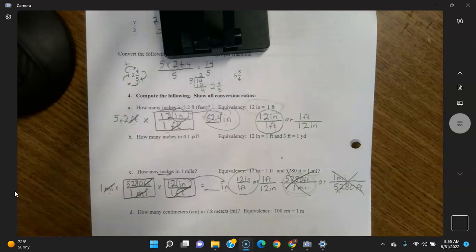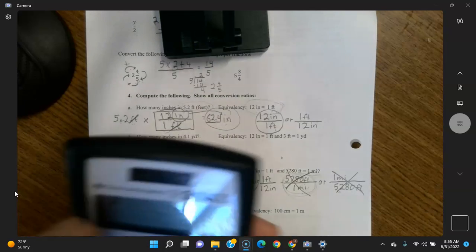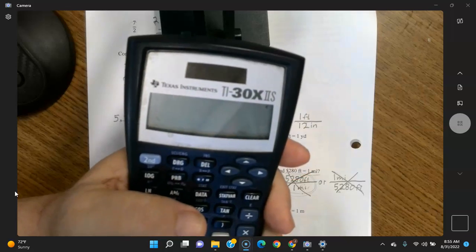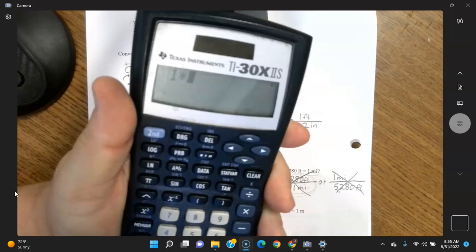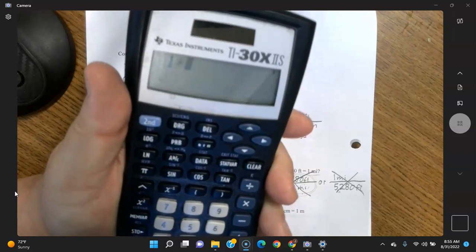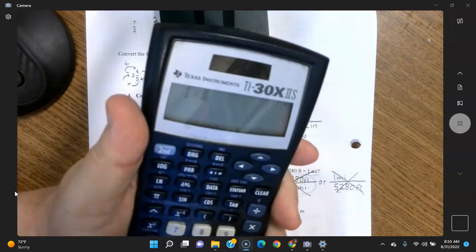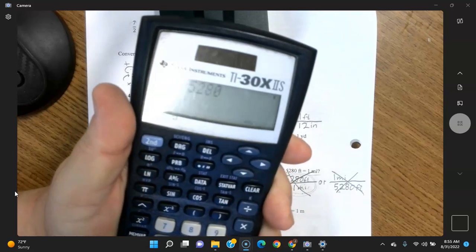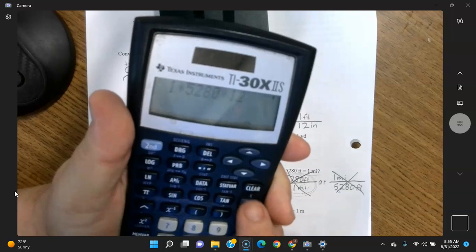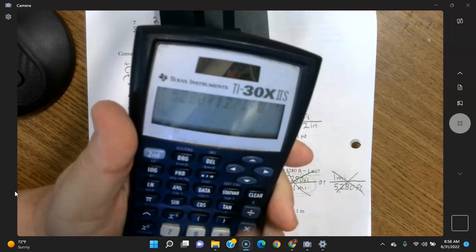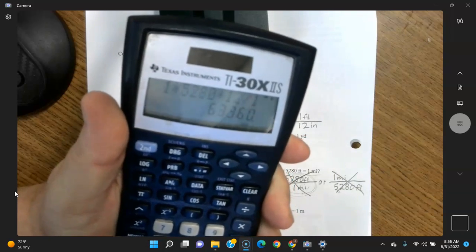So I'll go ahead and get a calculator here and do that. Okay, it might be a little bit of glare here, but it's 1 times, and I think you know you don't really have to multiply by the 1, right? But go ahead just to make it thorough. 5,280 times 12 divided by 1 divided by 1, and you get 63,360.